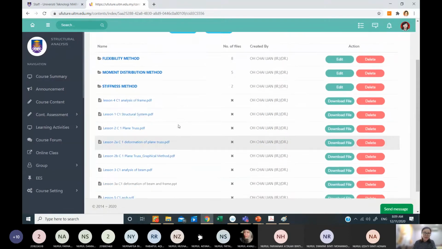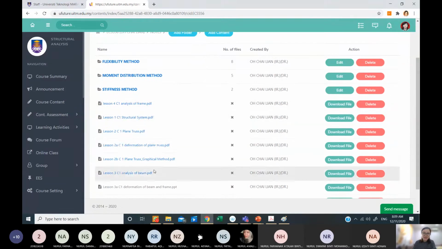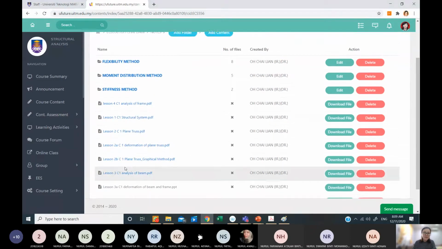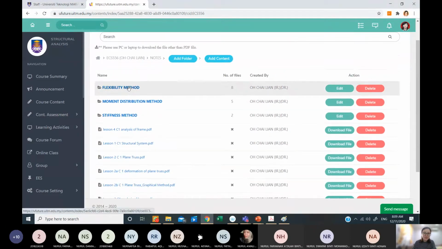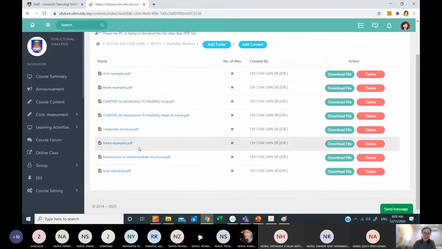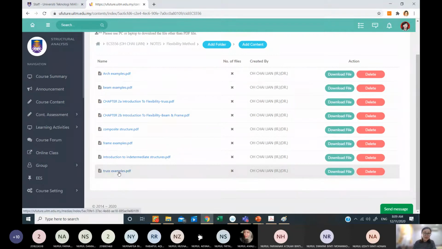For chapter 1, I do not put it in the folder, so the ones that are left outside are for chapter 1. For chapter 2, flexibility method, if you go in the folder, this is all the notes that you can download. Now we are at the flexibility method, the truss examples, so you can download this for your use.